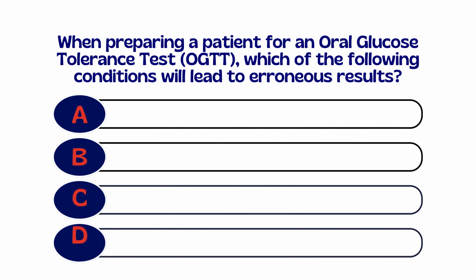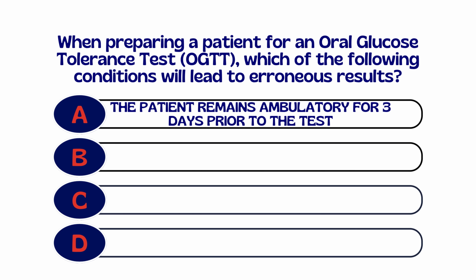Let's test your clinical chemistry knowledge. When preparing a patient for an oral glucose tolerance test, OGTT, which of the following conditions will lead to erroneous results? A. The patient remains ambulatory for 3 days prior to the test.